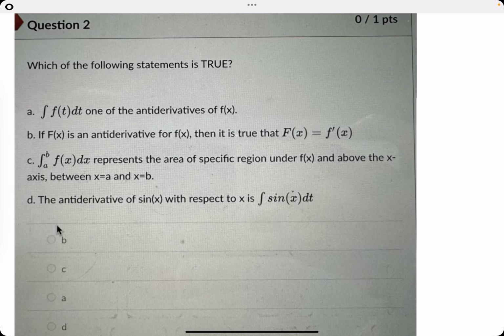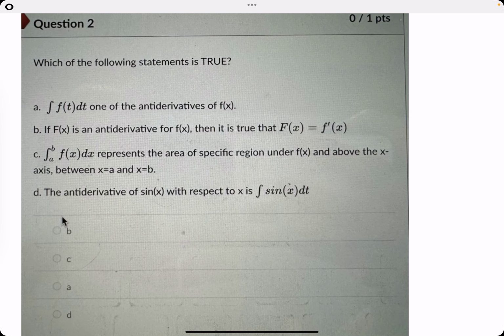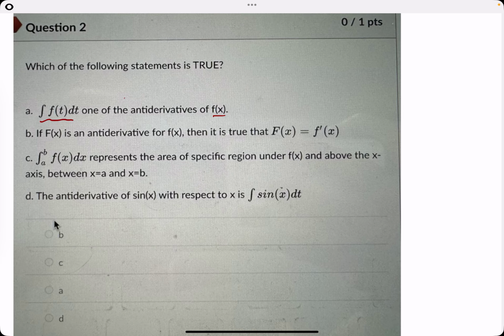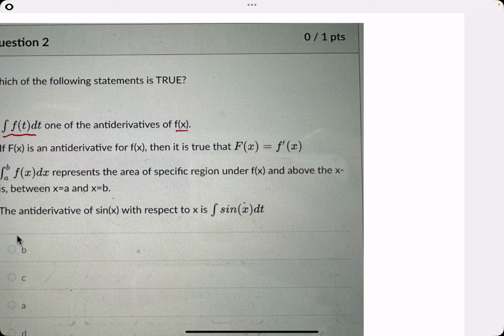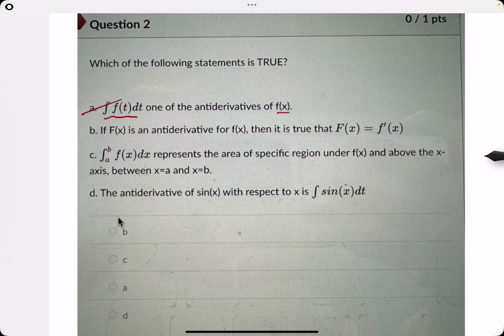Number 2, which of the following statements is true? Now they say the integral of f of t dt, one of the antiderivatives of f of x. I don't even know what they're trying to say there, so I'm going to assume that's false. I'm just going to cross it out here if I can. What's going on? There we go.